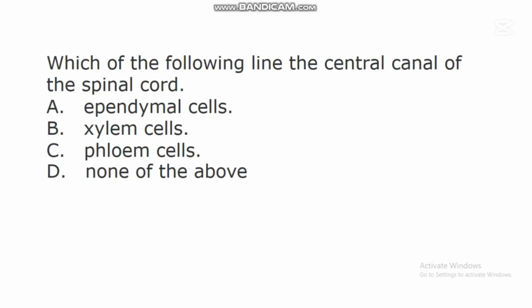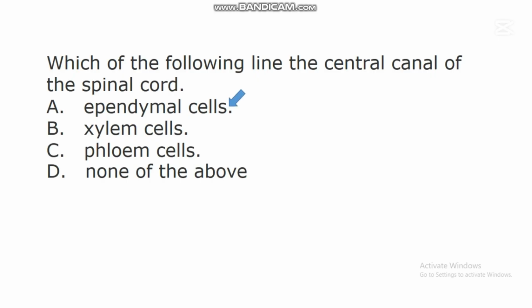The next question says, which of the following line the central canal of the spinal cord? A. Ependymal cells. B. Xylem cells. C. Phloem cells. D. None of the above. In this question, the correct answer is A.